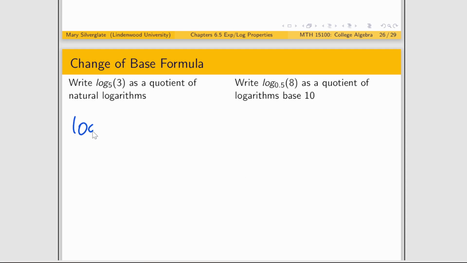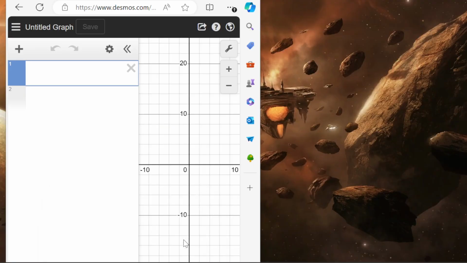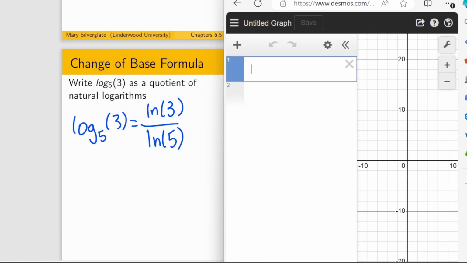So for example, if I want to find log base 5 of 3, and we want to rewrite it with natural logarithms, that would be the natural log of 3 divided by the natural log of 5. The reason you end up doing that is because a lot of times you then want to use your calculator to find approximations. So let's take a look at an example of that.